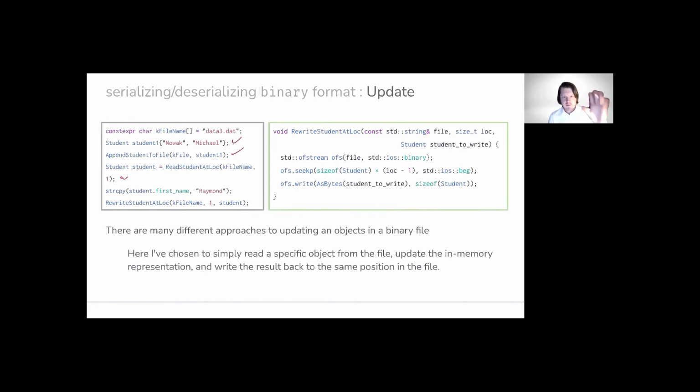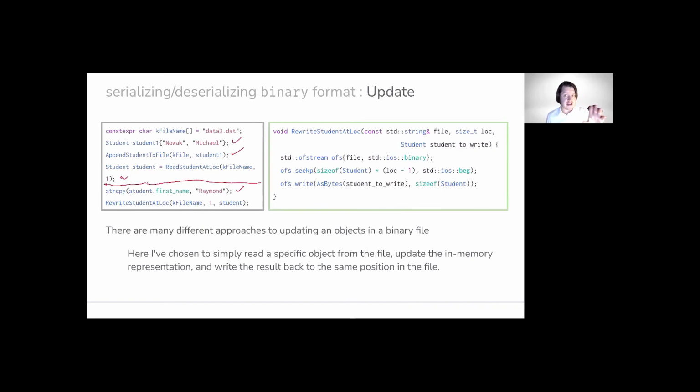Assuming this is empty, Noack Michaels at position 1. So these couple of steps are just setup. We've retrieved the student object we wanted from the binary file. Now we're going to manipulate it in memory. What I'm doing here is simply updating the first name from Michael to Raymond. And then I'm going to write back this student object to the first position in the file.